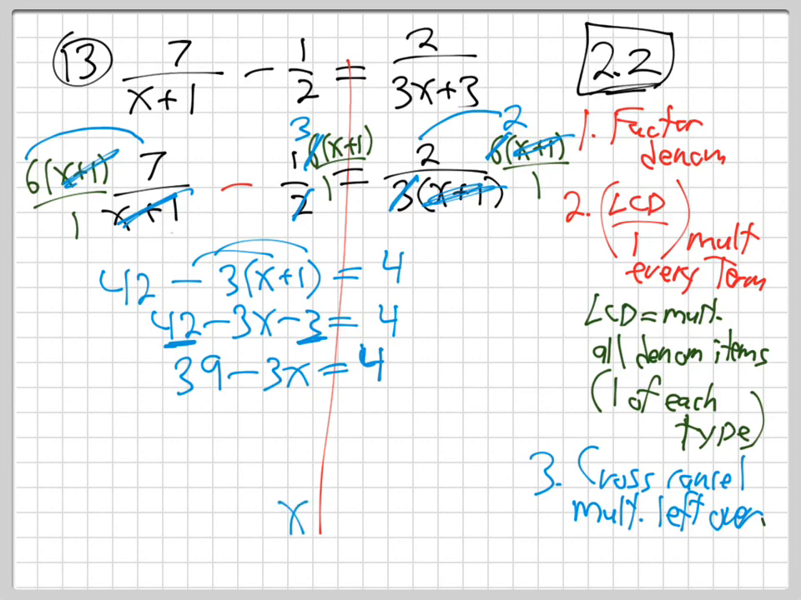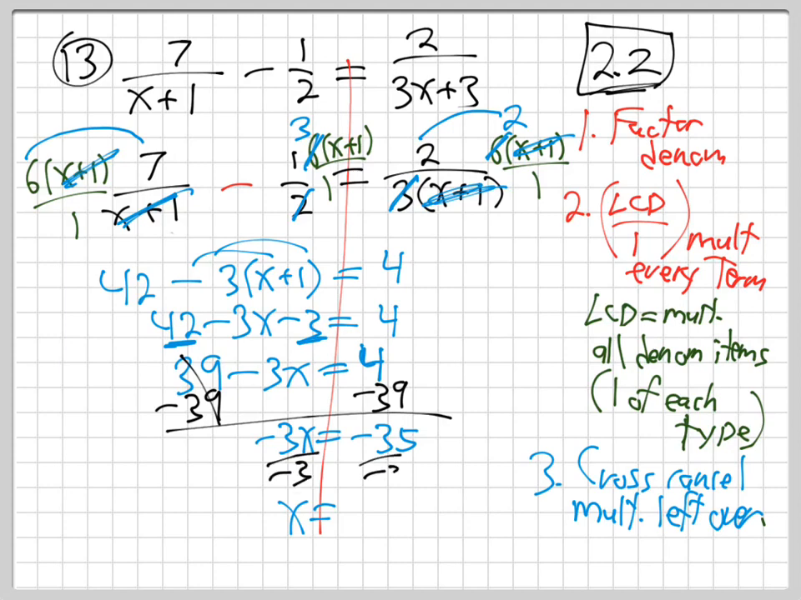x is down here saying, I want to be alone. Get rid of all this stuff so I can be alone. So what's my next step? Subtract that 39. Gonzo. Minus 3x is what? Minus 35. Last step in solving for x is almost always divide by exactly what's next to x. Negative 3, boom. So there's those two negatives, what do they do? Positive 35 thirds.